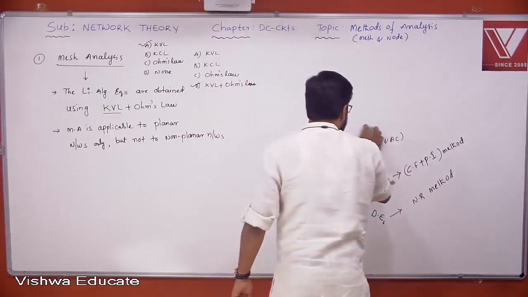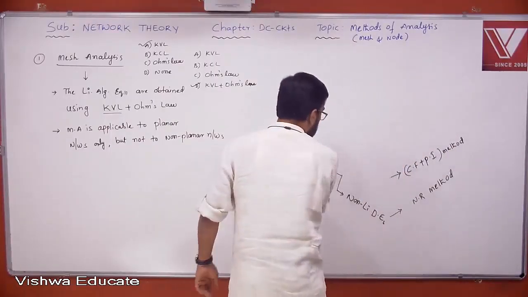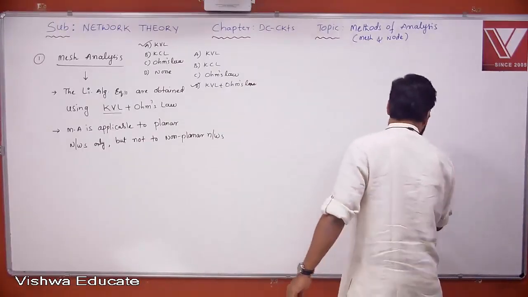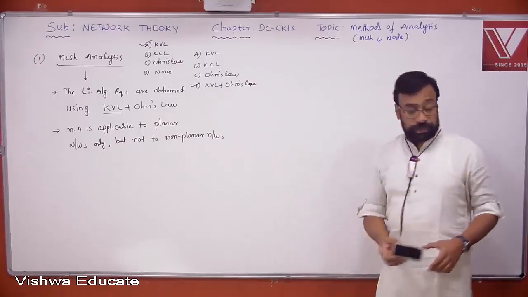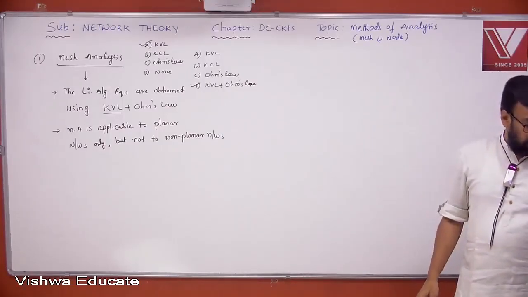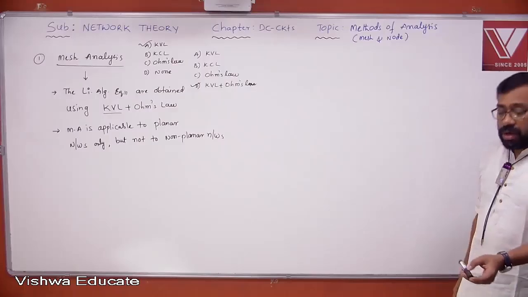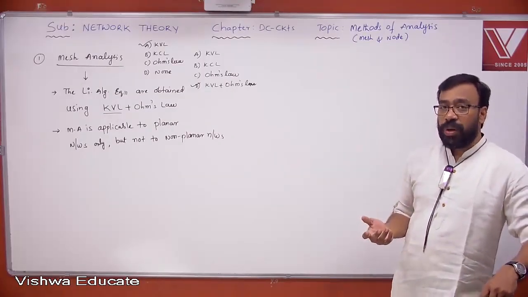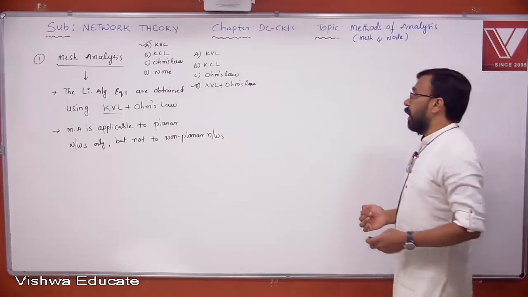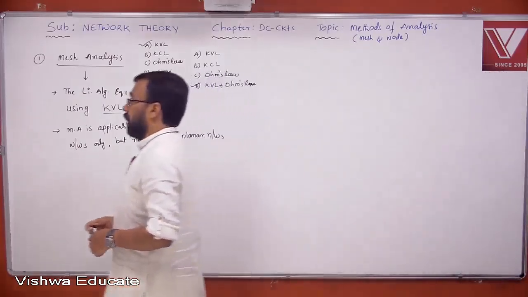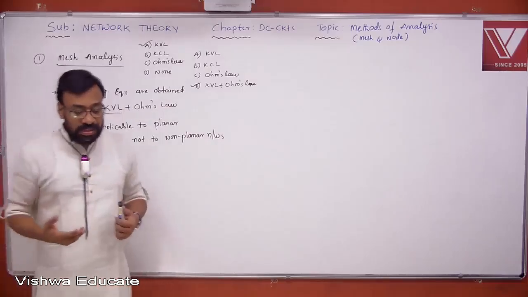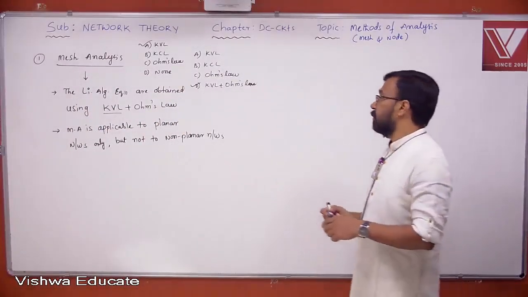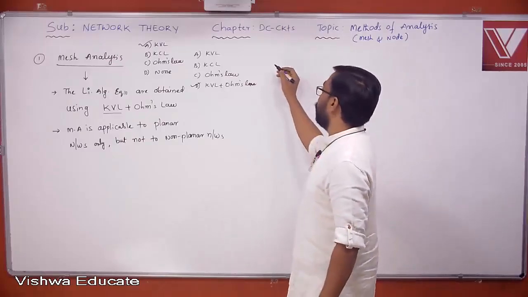It is the one that can be drawn on a plane with no branches crossing over the other. Okay, that's a planar network.